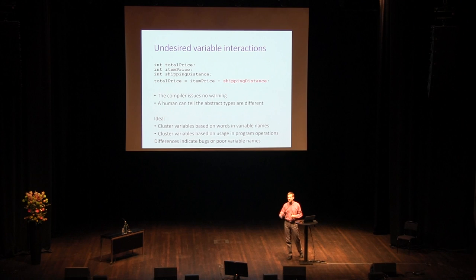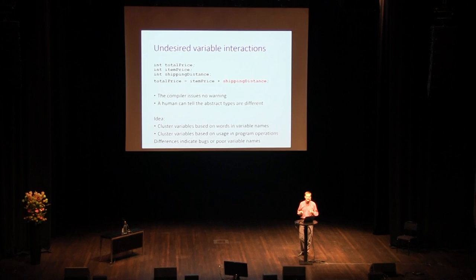Now, my general philosophy is, if you can figure it out, or I can figure it out, then surely a computer can figure it out. So let's see how we can get a computer to figure this same thing out. Here's a general idea, and the general idea is to do exactly what you and I just did. We're going to look at the variables based on the words in the variable names, and cluster them based on semantic similarity, natural language similarity. Then we're also going to look at the program text to see how variables are used. And that's going to tell us about abstract types. And if there are any differences in these clusters, then either you have a bug or you have a badly named variable.